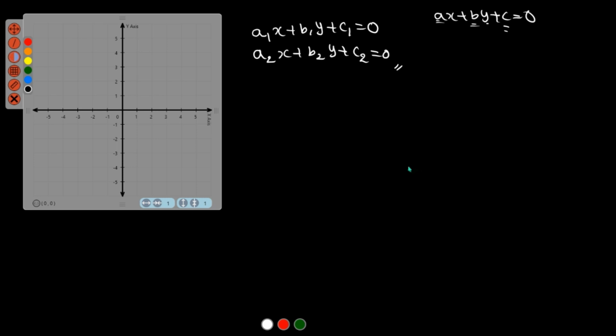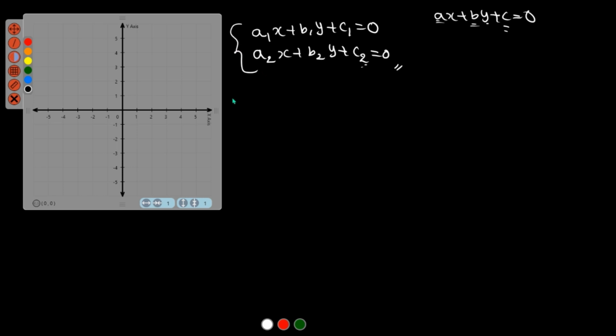That's the reason we have taken two sets of linear equations, that is a1x plus b1y plus c1 is equal to 0. Another line is a2x plus b2y plus c2 is equal to 0. 2 represents the second line, 1 represents the first line. Like that, if you keep changing, we will get infinite lines.